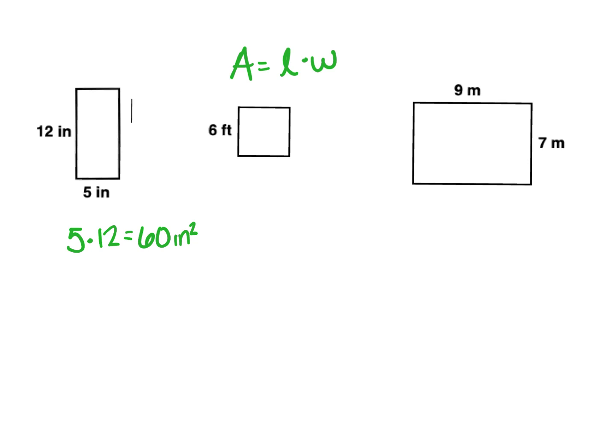For the second one, we have a square, so its side lengths are the same. So length and width are both 6. We're going to do 6 times 6, which is 36 square feet.